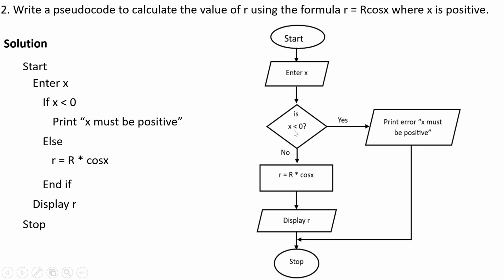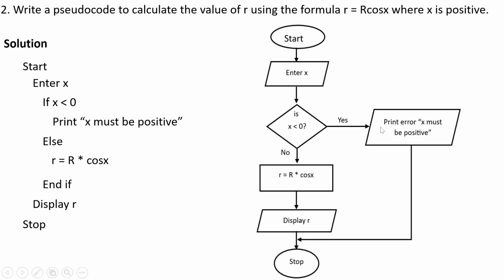But if it is checked and it is found that x is positive, then it should go ahead and process this one using this formula, R is equal to capital R times cos x. Then after it calculates, it should display it here. Then after that, it should stop.